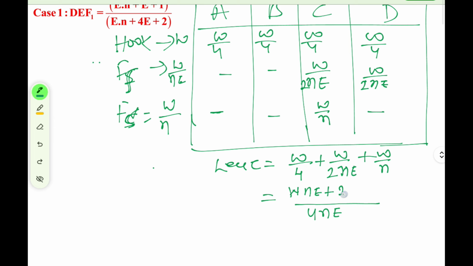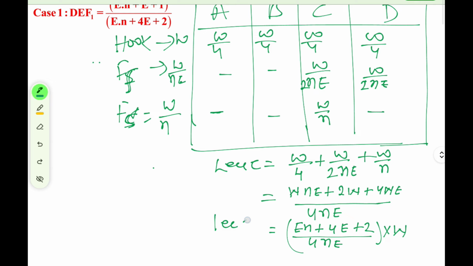For the second term, there will be 2W over here. Now in the last term, the N will cancel out, and 4W will be here, right? Now you take W common, and you will get the final value: NE plus 4E plus 2, divided by 4NE, multiplied by W. So leg C is experiencing this much load. This is the maximum load.